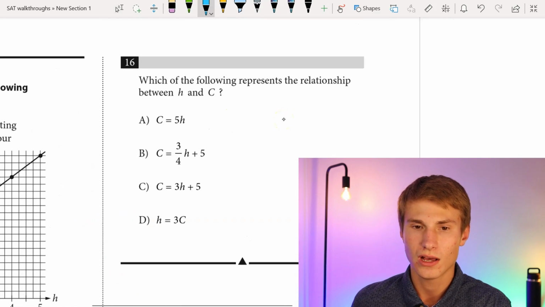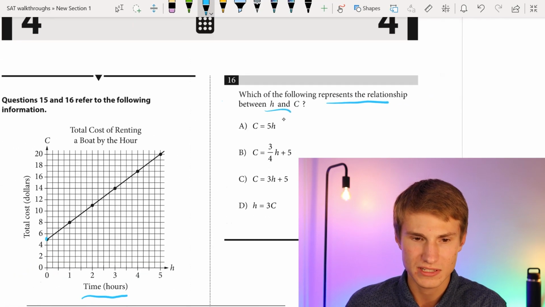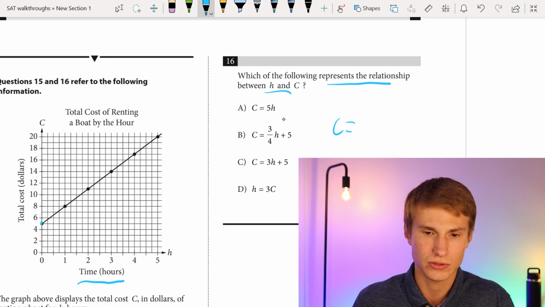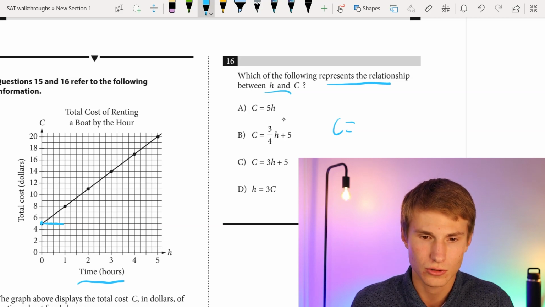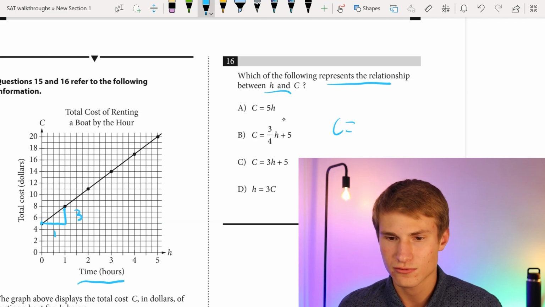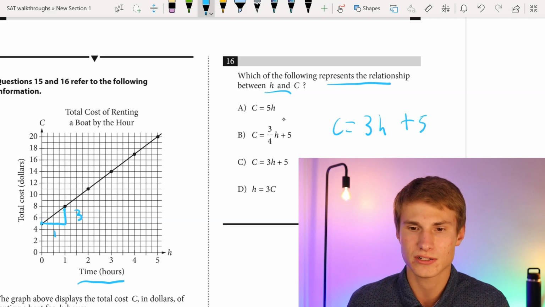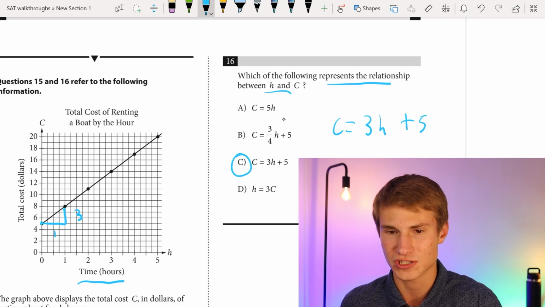And then we got question 16, which represents the relationship between H and C. Well, we see that our total cost, which is C, is equal to our slope. We've got to get our slope here. So we see as we go over by 1 hour, we go up by a cost of $3. So that's going to be 3H plus our y-intercept, which we see is at 5. So our answer there is going to be C equals 3H plus 5, which is answer choice C.